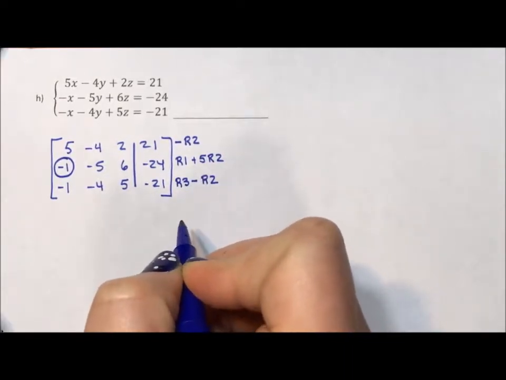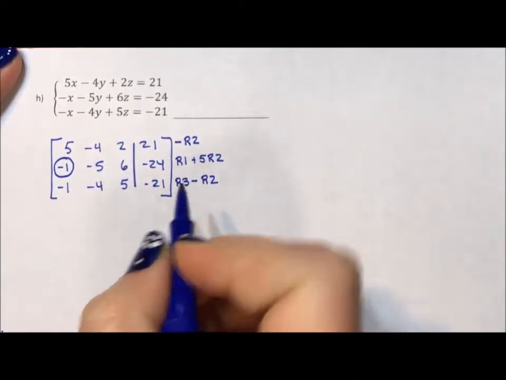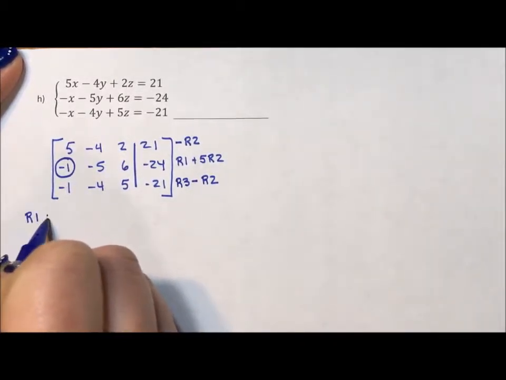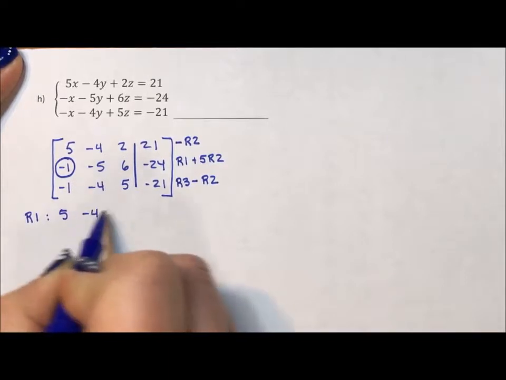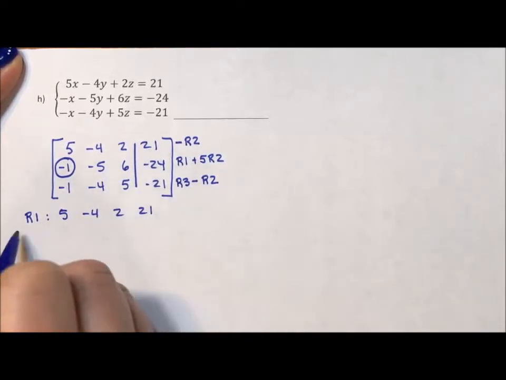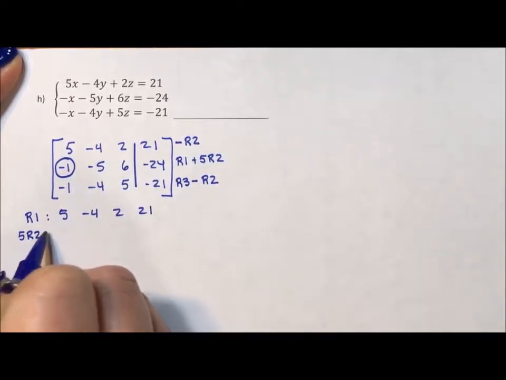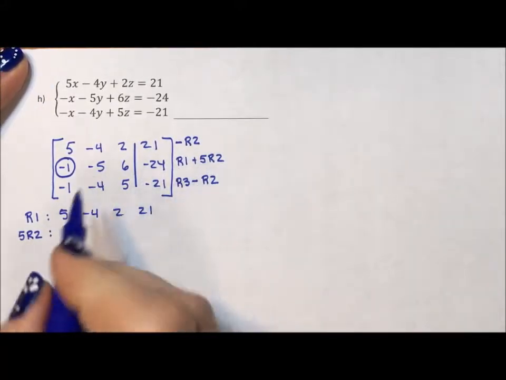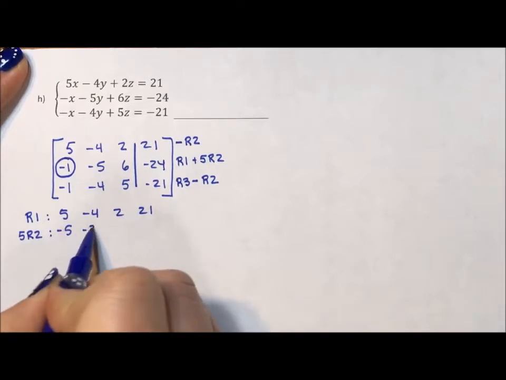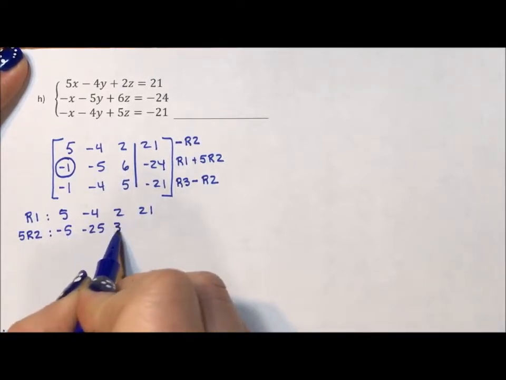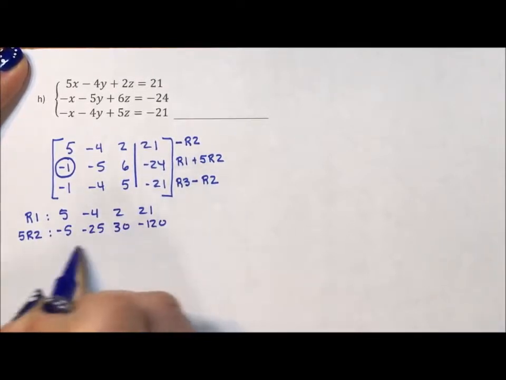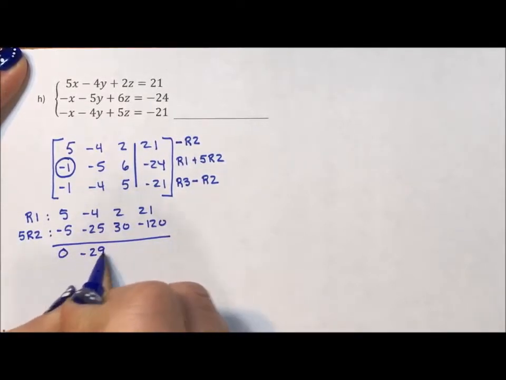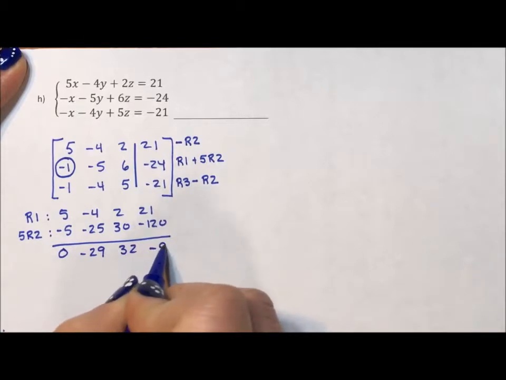All right, I'm going to write a lot of this out to make things a little bit easier. I'm going to write out row 1. Row 1 is 5, -4, 2, 21. I'm going to write 5 times row 2, and I do 5 times to make everything simpler. 5 times row 2 is a -5, a -25, 30, and a -120. When I add these together, I get a 0, a -29, a 32, and a -99.